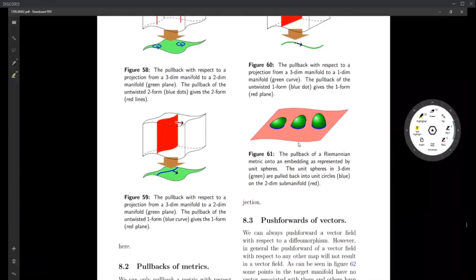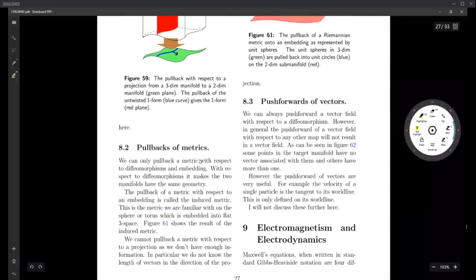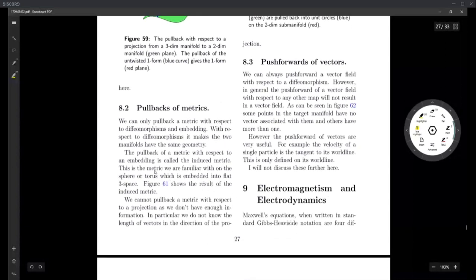Yep. So you can definitely apply pullbacks to metrics. What does it mean to pull back a metric? A metric, in a very loose sense, is a type of p-form. I'm basically saying I want to go from one manifold to another for this particular metric. You'll obviously end up with a different metric with respect to the second manifold, and this is called an induced metric.